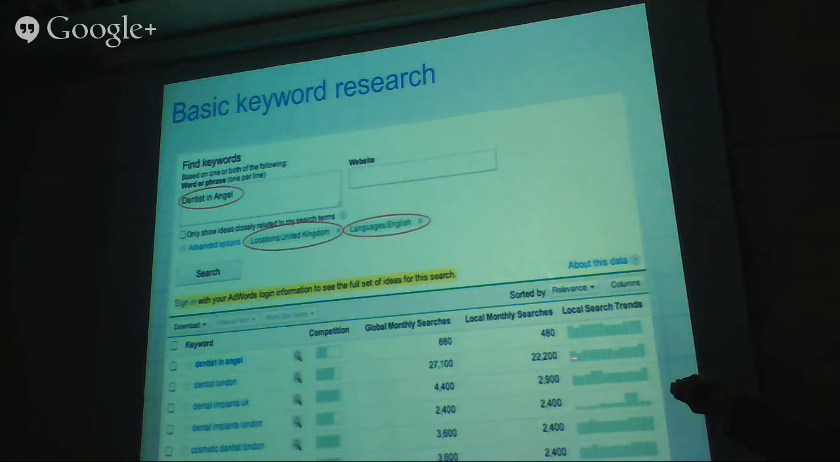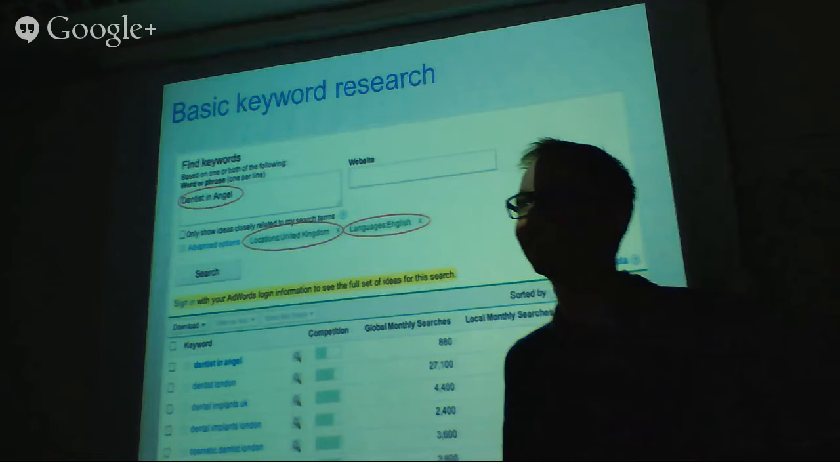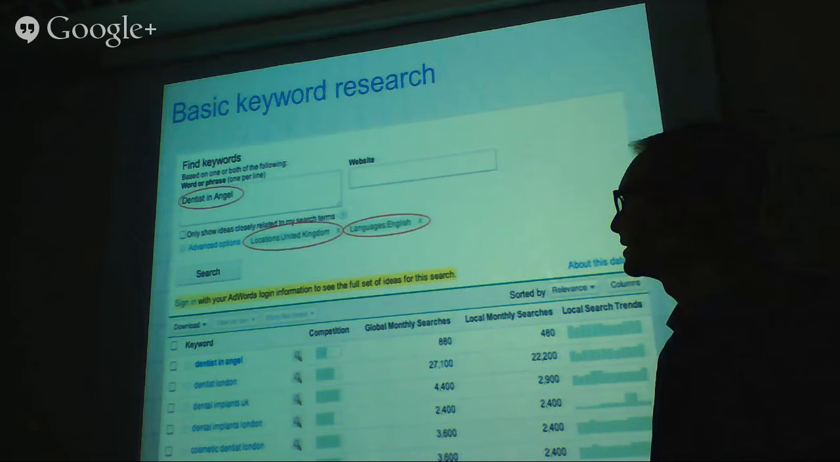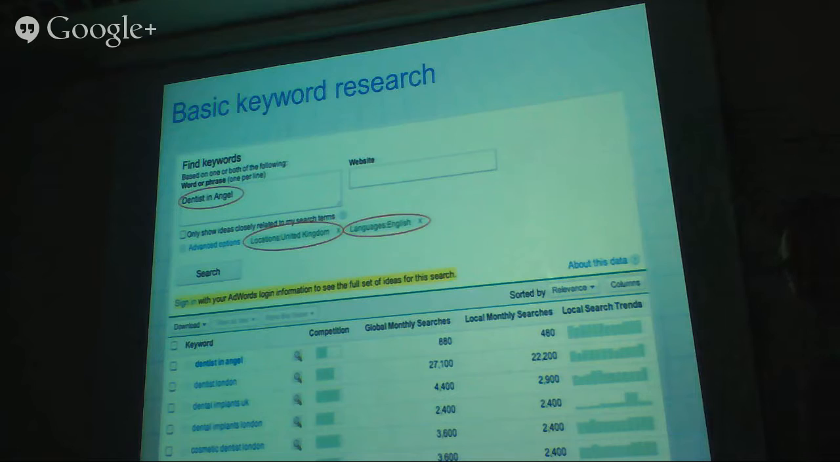But we know London is massive, right? So when you're doing your keyword research, especially for local businesses, you can be ultra or hyper local. Okay, so you can target it to the postcode. You can even target it to the street name. So it's much better in this case to optimize this website, even though it's only 480 searches.